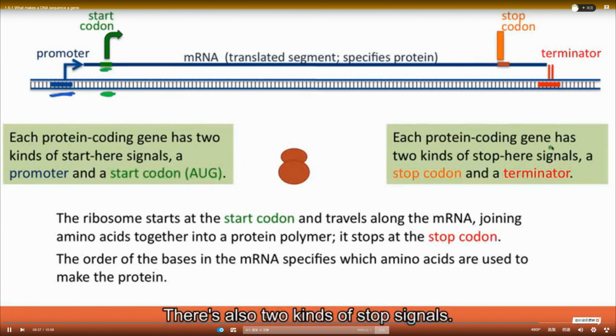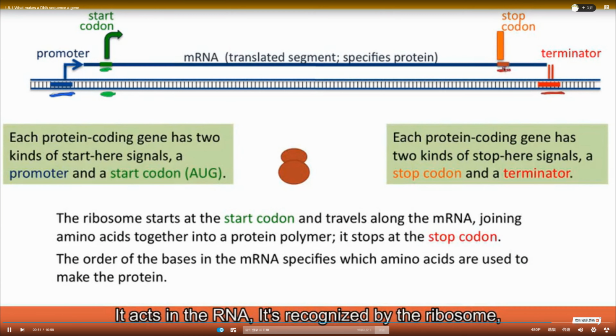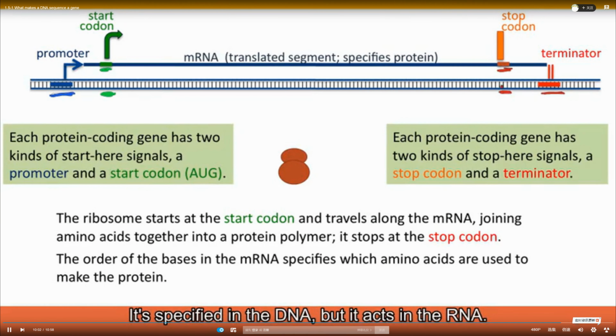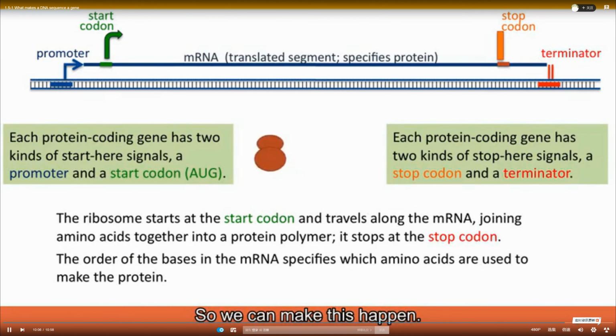There's also two kinds of stop signals. There's the terminator that we already introduced that tells RNA polymerase where to stop. And there's a signal in the RNA, it acts in the RNA, it's recognized by the ribosome, tells the ribosome to stop here, stop making protein. Again, this sequence is coded, it's specified in the DNA, but it acts in the RNA. So we can make this happen.